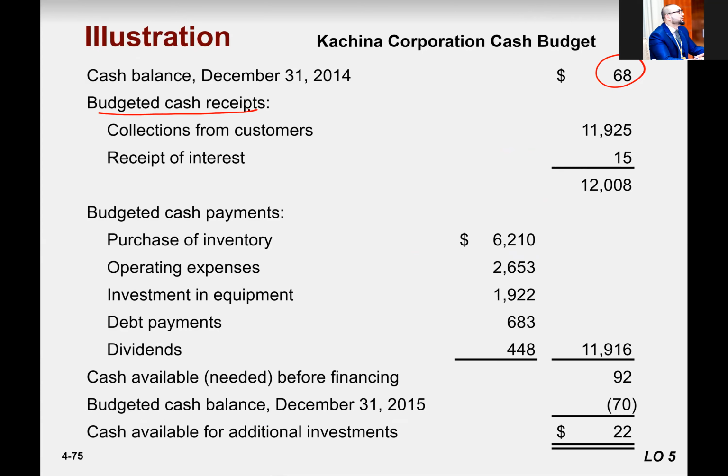Receipts or cash inflows. They are collection from customer and receipt of interest. So you add all these, you find out total cash inflows.